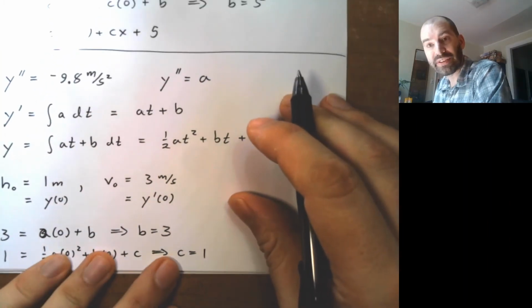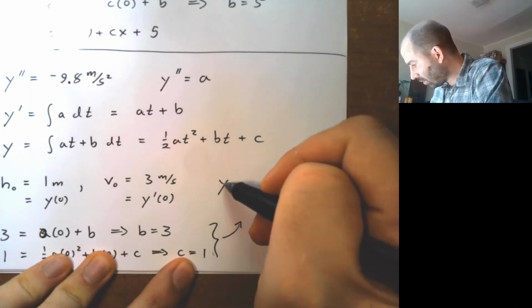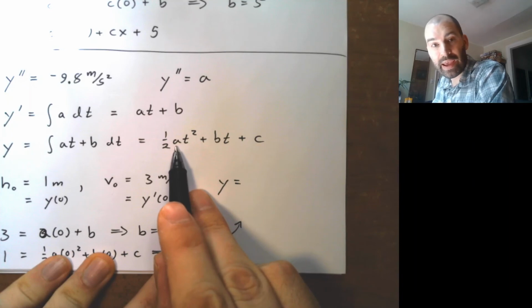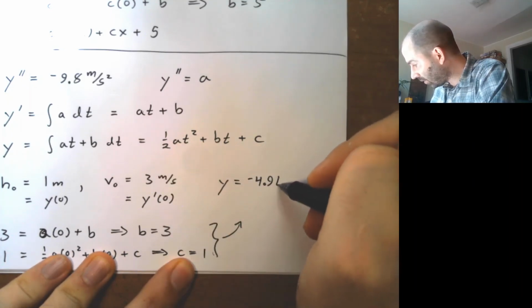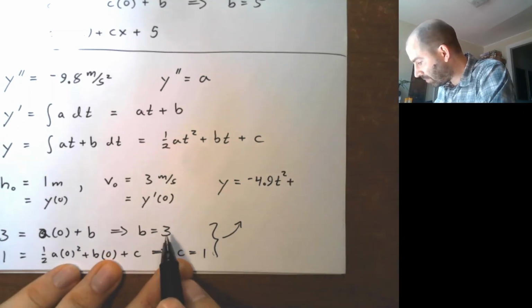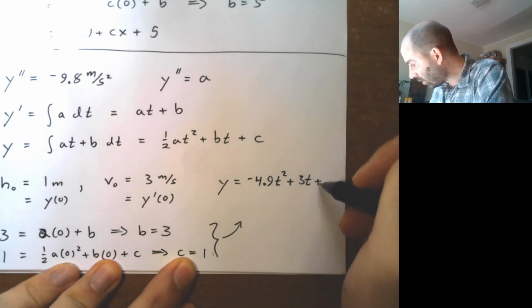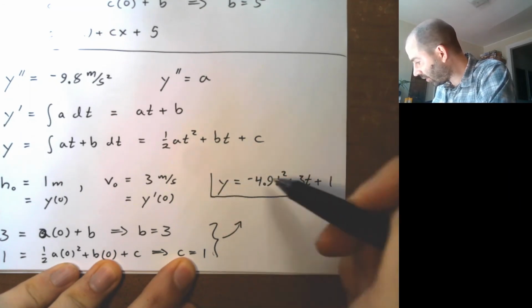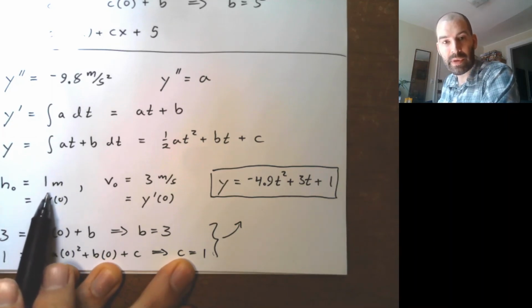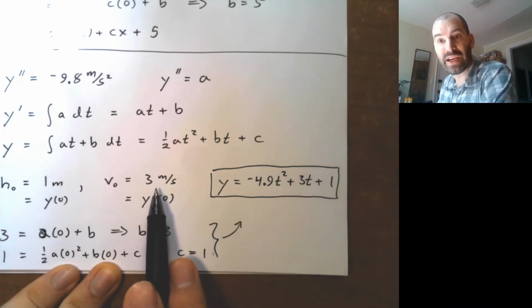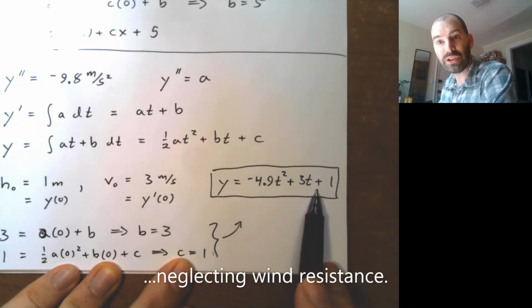And so I've modeled this exactly. This model gives me, let's go ahead and plug in a. a was negative 9.8, so 1/2 of that is negative 4.9 t squared. b was 3, and c was 1. So if I throw an object into the air from an initial height of 1 meter and an initial speed of 3 meters per second, this models exactly the motion of that object.